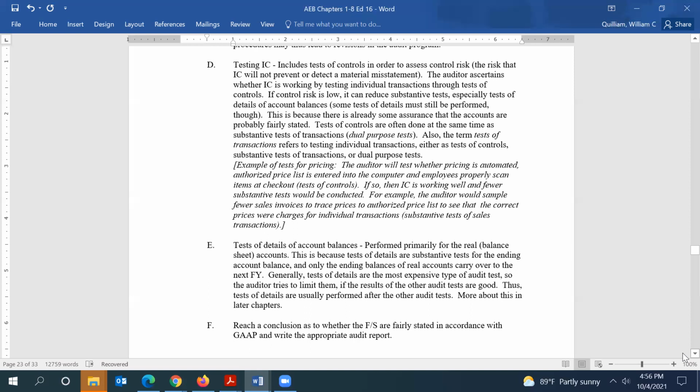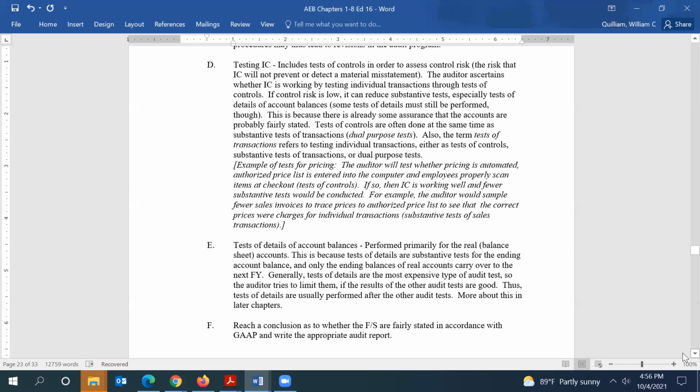So reading on about these, they're performed again primarily for the real or balance sheet accounts. That's because tests of details are substantive tests for the ending account balances. And only the ending balances of real accounts carry over to the next fiscal year. Generally, tests of details are the most expensive type of audit tests, so as we know, the auditor tries to limit them if the results of the other audit tests are good. Thus, tests of details are usually performed after the other audit tests. We'll see more about that in later chapters.